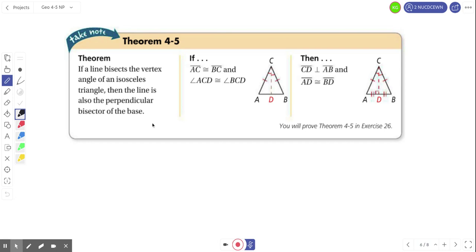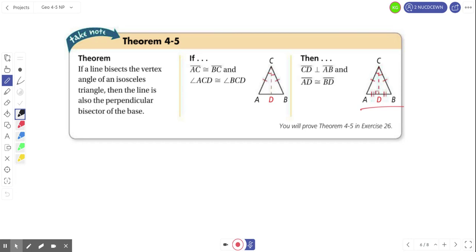The next thing we're looking at is theorem 4.5, which says if a line bisects the angle, so if you cut this angle in half, then it's going to come straight down. It's going to make right angles down here, and these two line segments that are created will be congruent. So that's what you have marked in this diagram over here on the right.